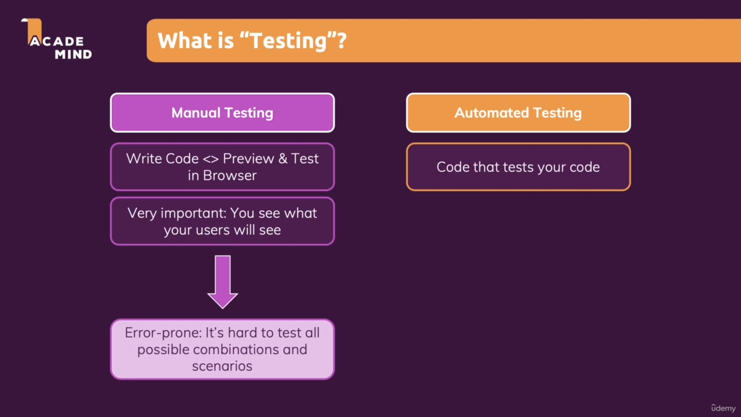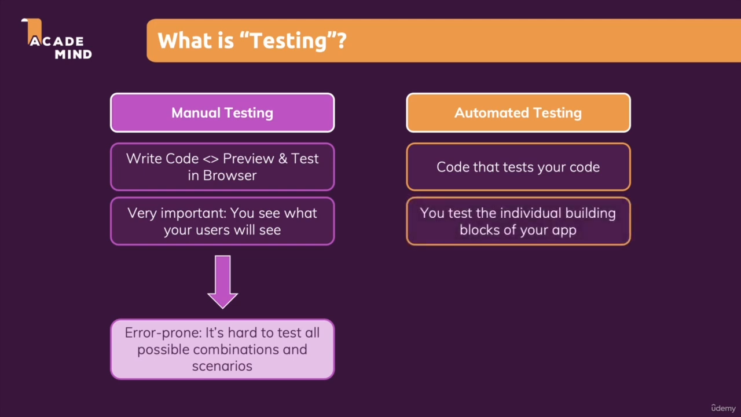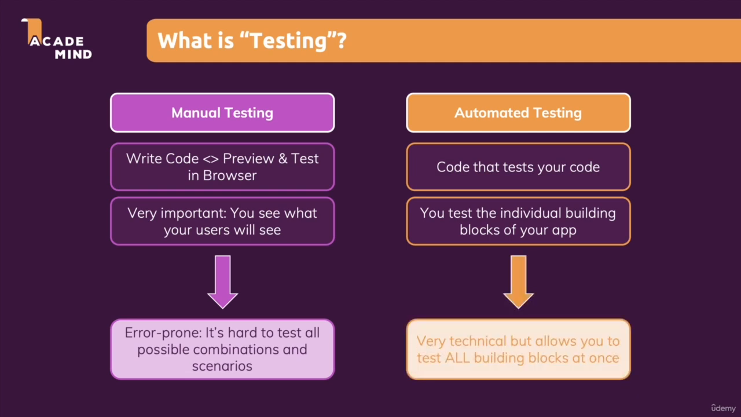And therefore, you typically write such automated tests that test the different individual building blocks of your app, but where you then test all those building blocks together whenever you make changes to your code, basically, instead of testing only parts of your app from time to time. And that's therefore very technical, but it allows you to test everything all the time. And combined with manual testing, that allows you to catch errors way earlier, and it allows you to write and ship better code and applications.